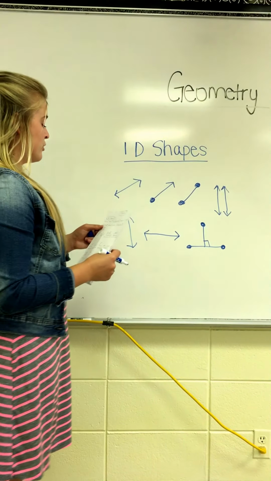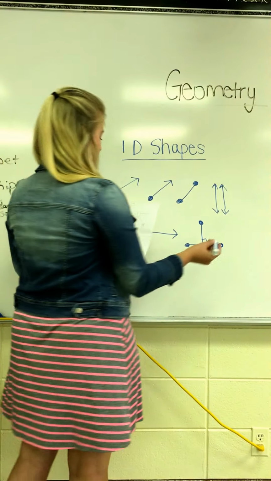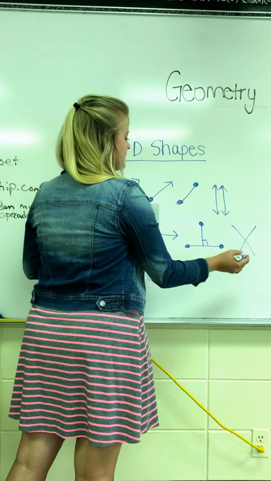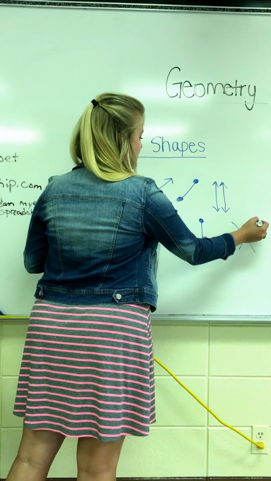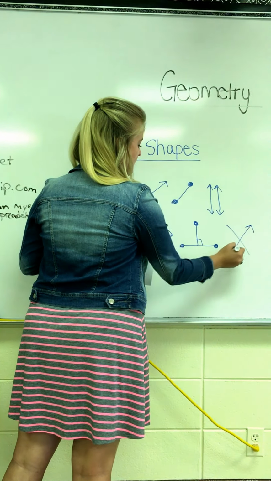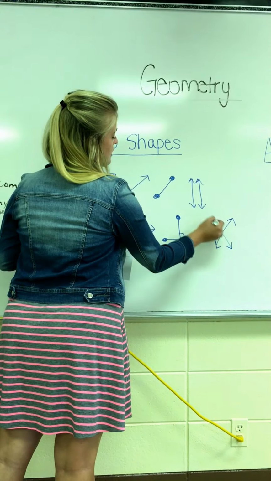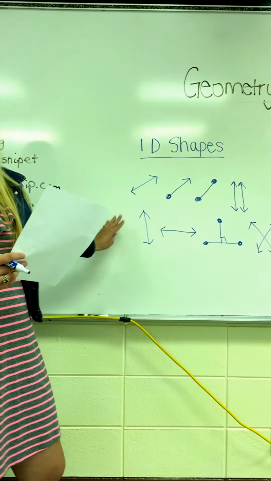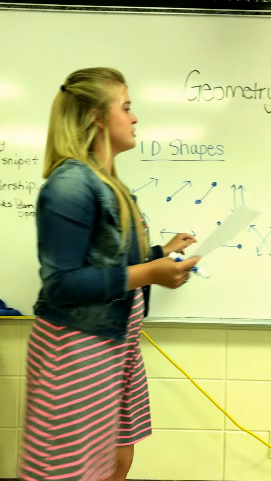The last one-dimensional shape that you have is your intersecting lines. Your intersecting lines are lines that meet, they connect. They also have no beginning and no end. So now that we have our one-dimensional shapes, we're going to move over to our angles.